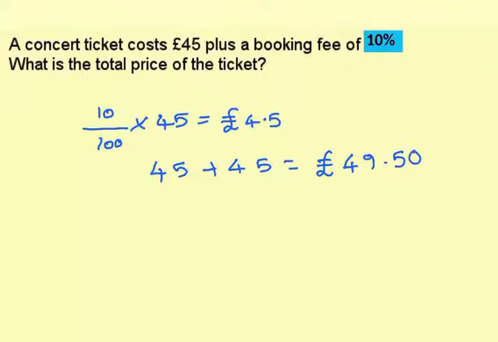The second method is to think of the £45 as the 100%, and then we are adding 10%, so we want to work out 110% of £45. So to do this, we have 110 divided by 100 times 45. This gives us straight away £49.50.